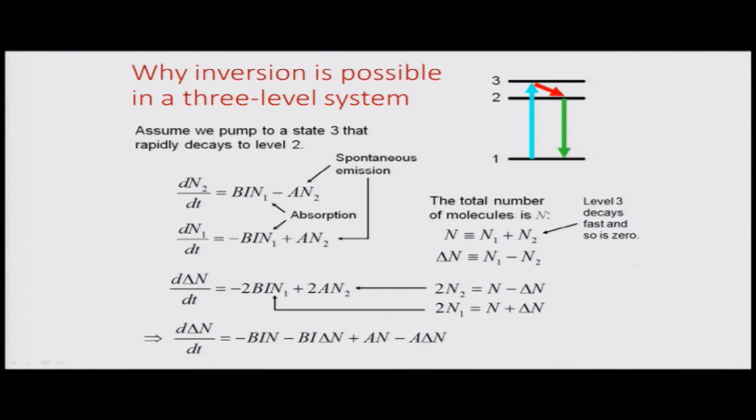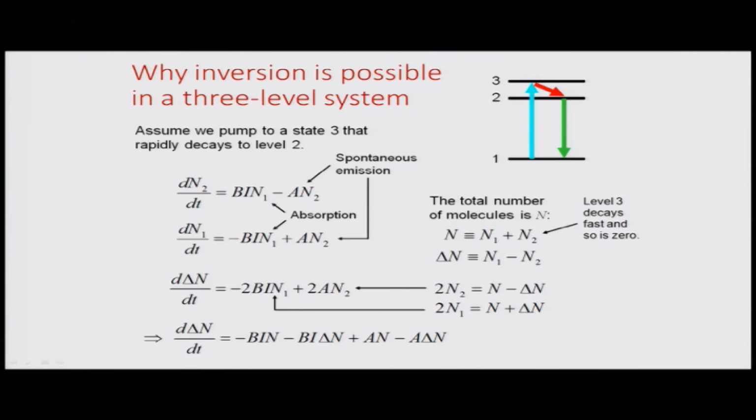Now, the point is, why is inversion possible in a 3-level system? Say we pump the state 3, which rapidly decays to level 2. In terms of these expressions now, we are going to look at the same idea that we talked about physically, and so we go through the same kind of expressions that we had looked at before.